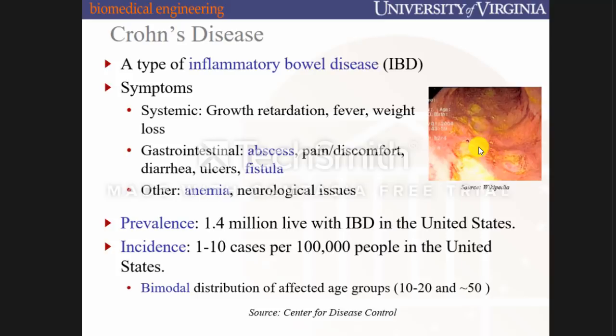And as it is now, there's about 1 to 10 cases per 100,000 people in the United States. So the incidence rate is increasing. And what's also interesting is that there's a bimodal distribution. What that means is that if you look at disease occurrence and age, kids about 10 to 20 have a high incidence rate, it breaks back down, but then in older age, around 50, comes back up. So it's bimodal. We don't really know why that's the case, but it's something we've just observed clinically.